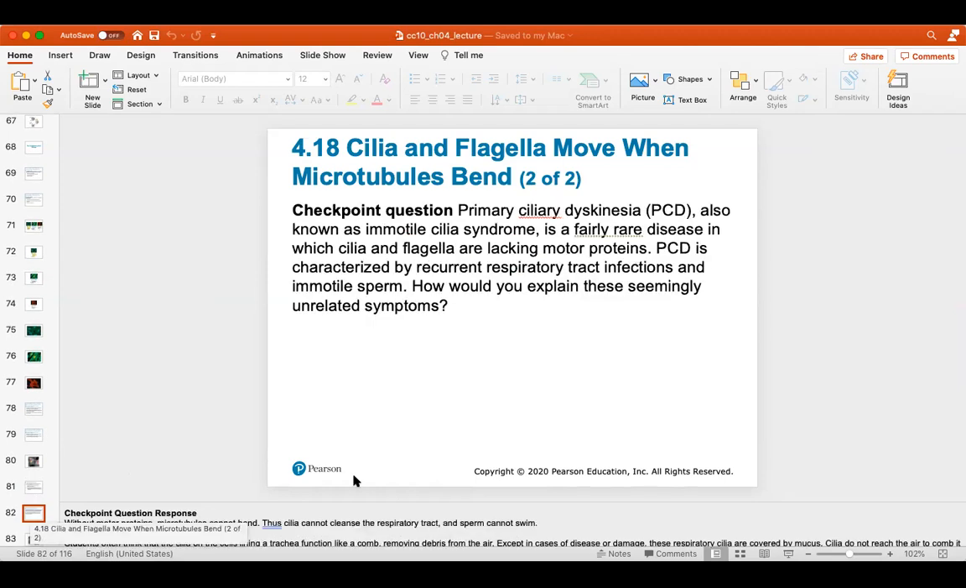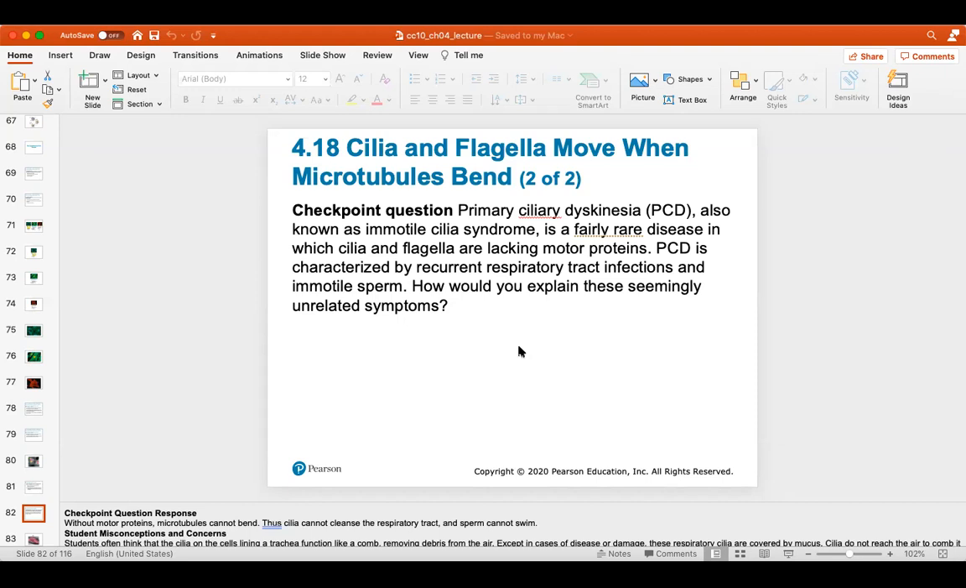This is primary ciliary dyskinesia, also known as immotile cilia syndrome. It's a rare disease in which cilia and flagella are lacking motor proteins. PCD is characterized by recurrent respiratory tract infections and immotile sperm. And how would you explain these seemingly unrelated symptoms?